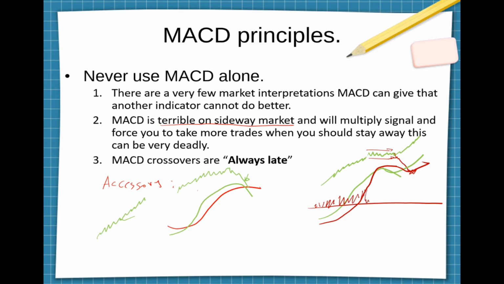Okay, and then in this zone right there you get a negative histogram, and then it goes back to a positive histogram, something like this. And then if you use MACD as a sell signal, you will find yourself in a losing trade. See what I mean? So in most situations, sideways market, MACD is actually not very useful, and that's the reason why crosses are always very late most of the time if you decide to use MACD on its own.